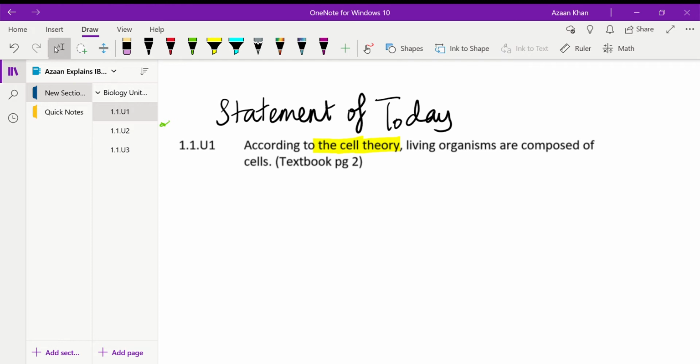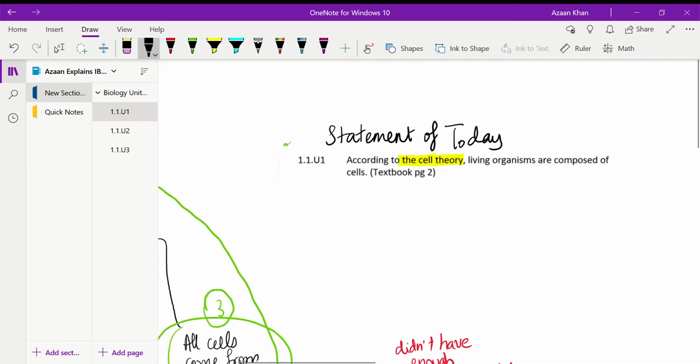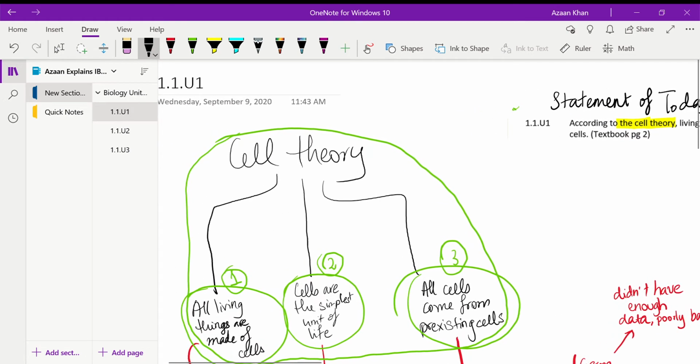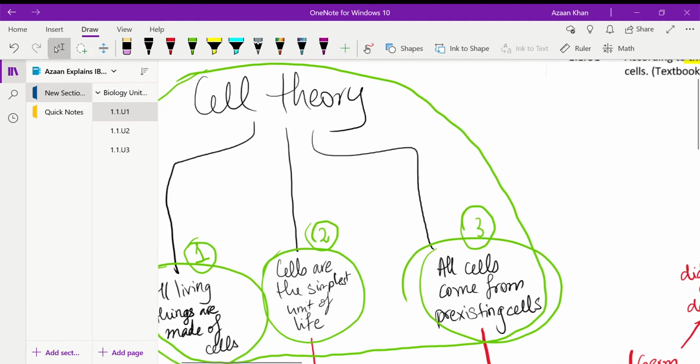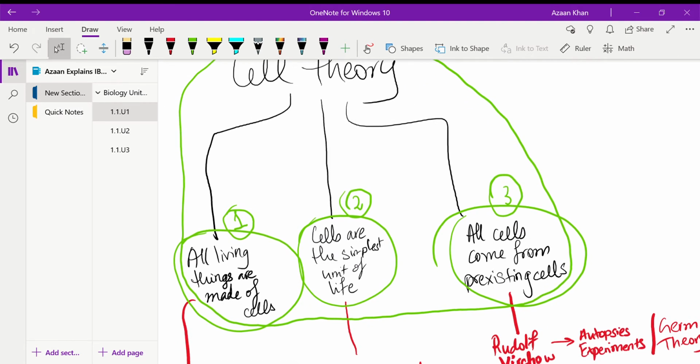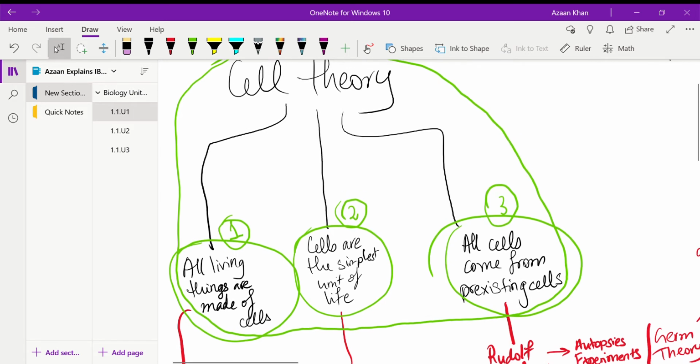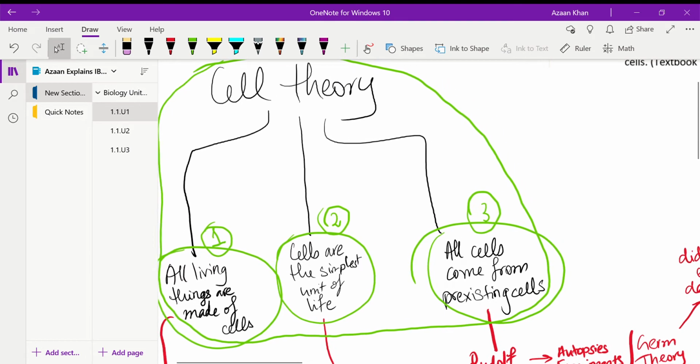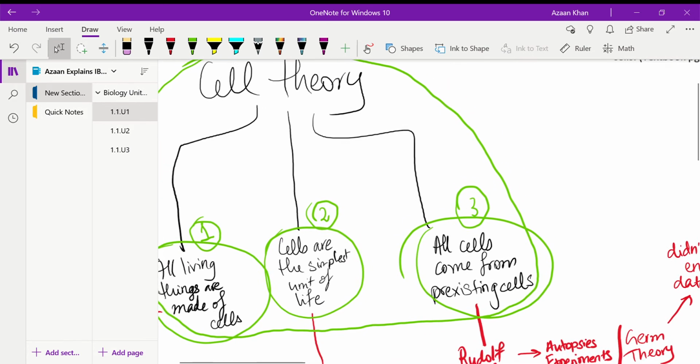Okay, so the statement says that according to the cell theory, living organisms are composed of cells. So when we break this down, we need to know what the cell theory is. The cell theory is composed of three statements. It is the combination of these three statements, and the statements are: all living things are made of cells. Cells are the simplest units of life, and all cells come from pre-existing cells.